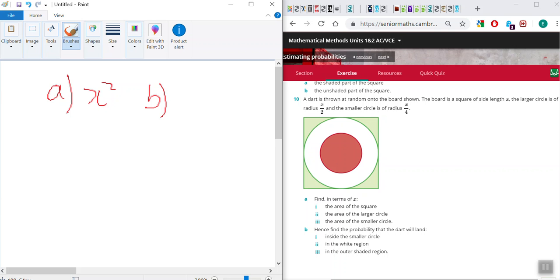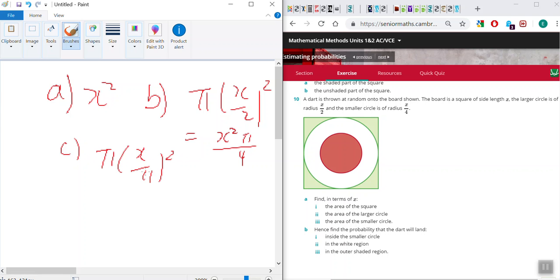So it'll be pi r squared. So pi, my radius is x on 2, squared. Okay, you can simplify that. x on 2 squared is x squared over 4, so x squared pi divided by 4. Okay, part C, the area of the small circle, same thing, it's pi r squared, so pi times x on 4 squared, so that equals x squared pi on 16.